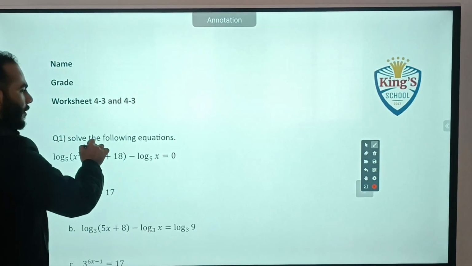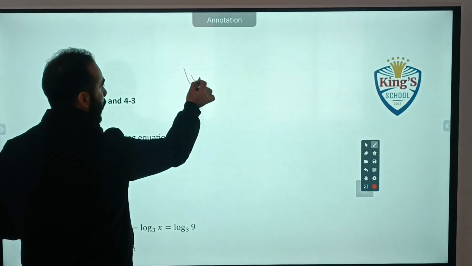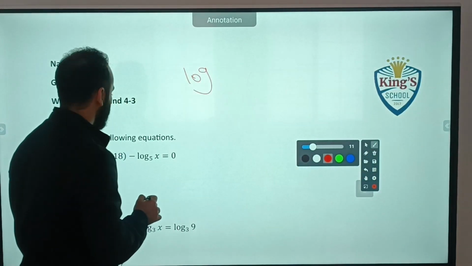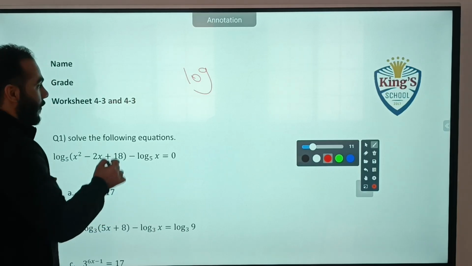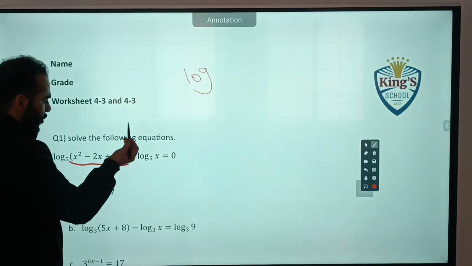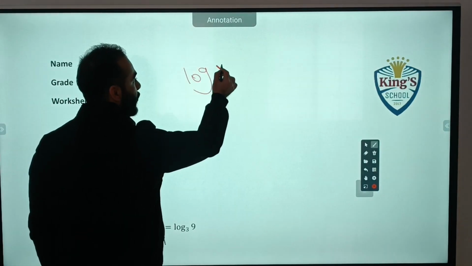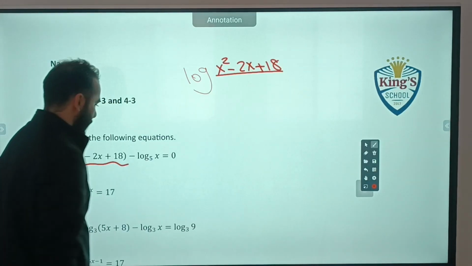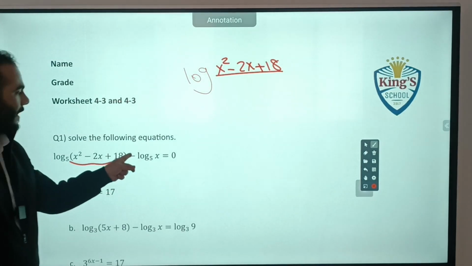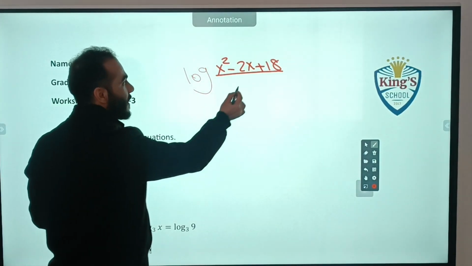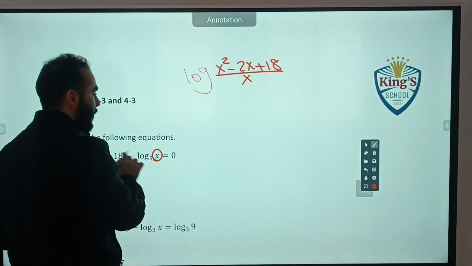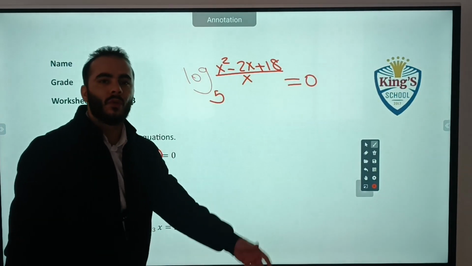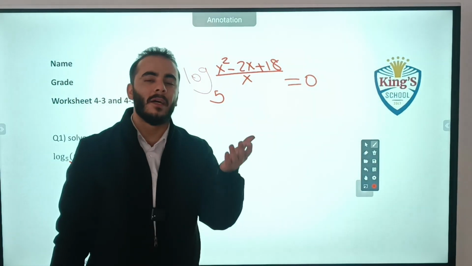All right, how are we going to do it? So let's say log base 5 of the exponent of this one, which is a quadratic function, x squared minus 2x plus 18, over the exponent here, which is x. The base for both of them is 5. We are not going to change this base. Equals 0.